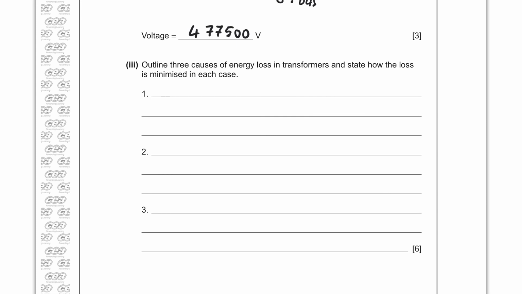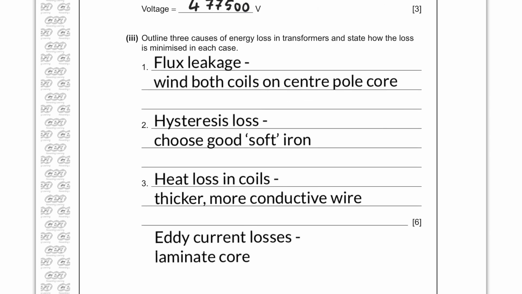For example, with the wires you pick good copper and you make it thicker where you're expecting more current. With the magnetic leakage you wind the coils in such a way that they're on the same center pole rather than on the 2 outside that we would draw. Magnetic hysteresis, you pick good quality iron, and for eddy currents you make sure that the core is laminated of layers of iron so you can't get current flowing across those layers. So this is the list that they are looking for, 3 of these things and it's correct.